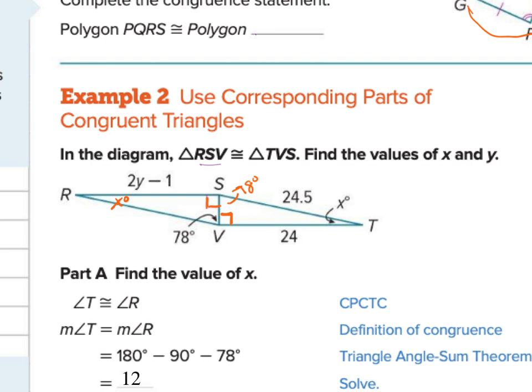Understanding that RSV is congruent to TVS tells me then that V is congruent to S, so this one is 78 degrees. There you go, 78 degrees. This angle R is the same as angle T, and then I know this is 90 because this V is congruent to that S. I also know then what sides, looking here, RS should be congruent to TV because their location's in the name, and then that tells me later on that 2y minus 1 is equal to 24.